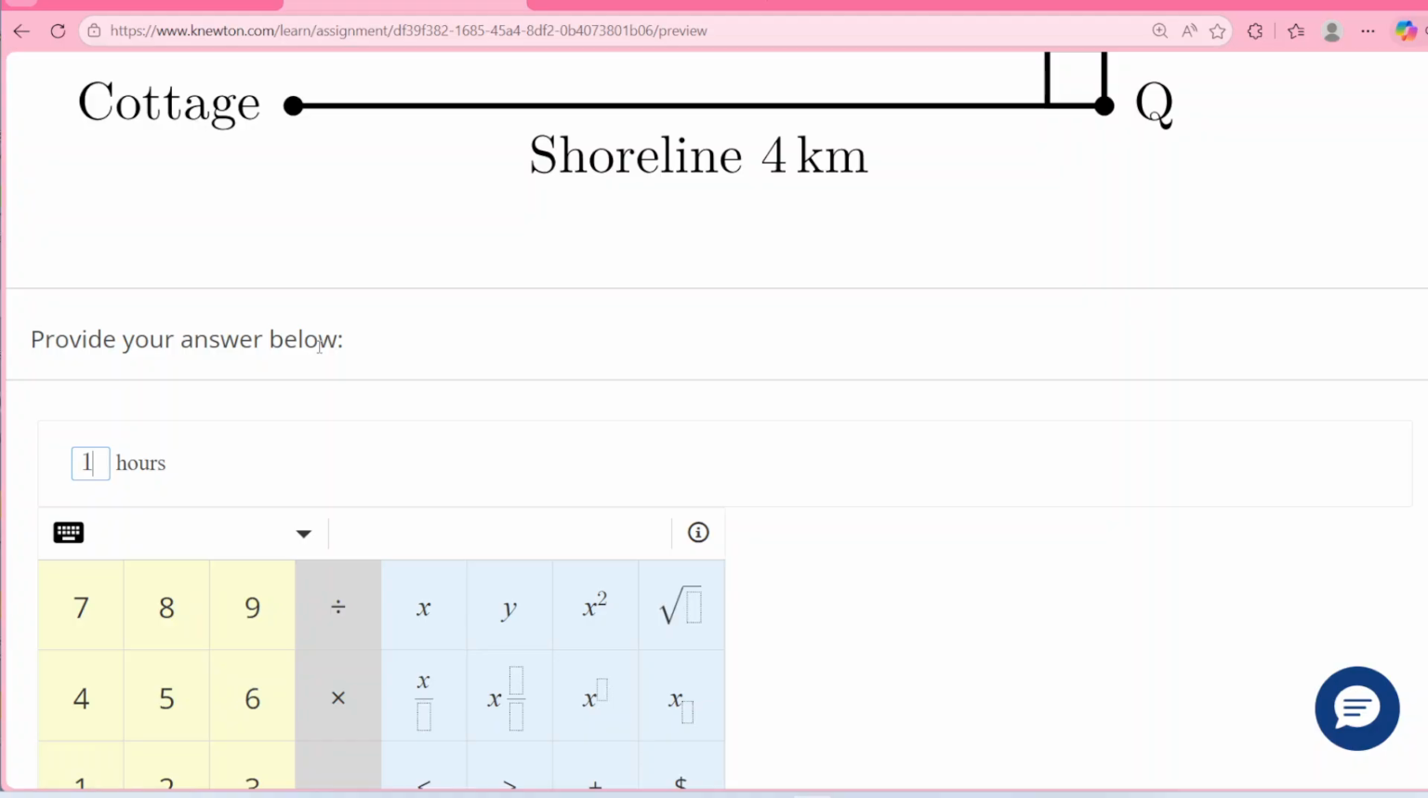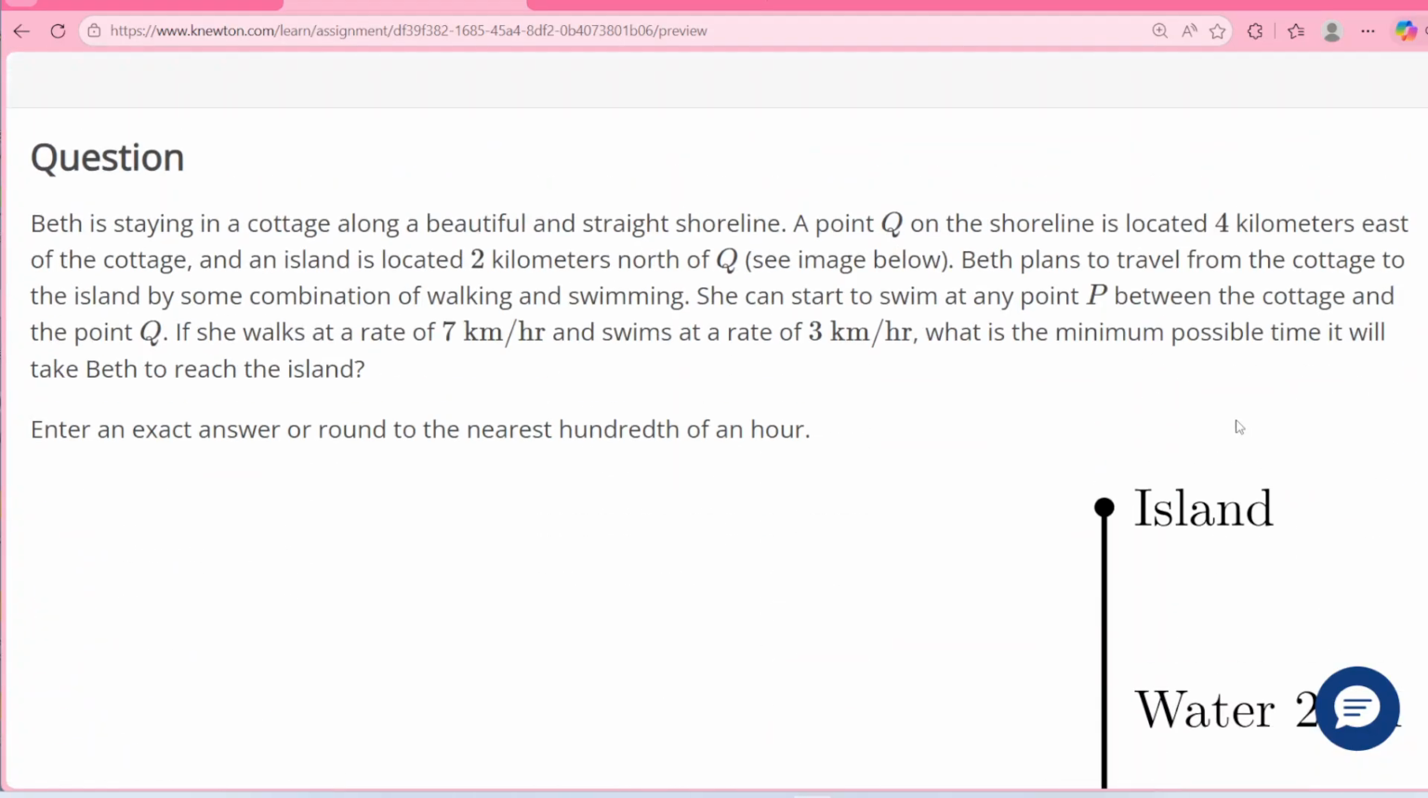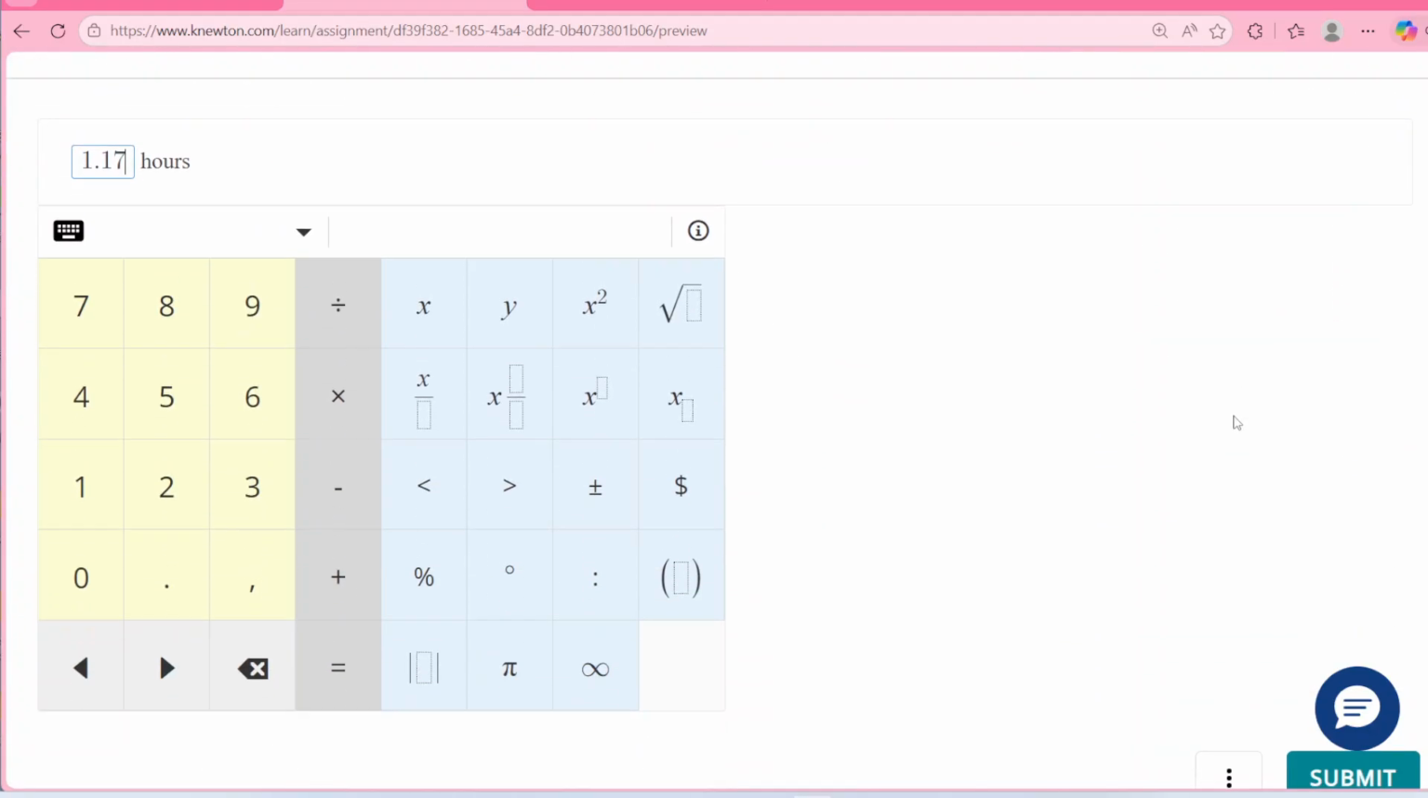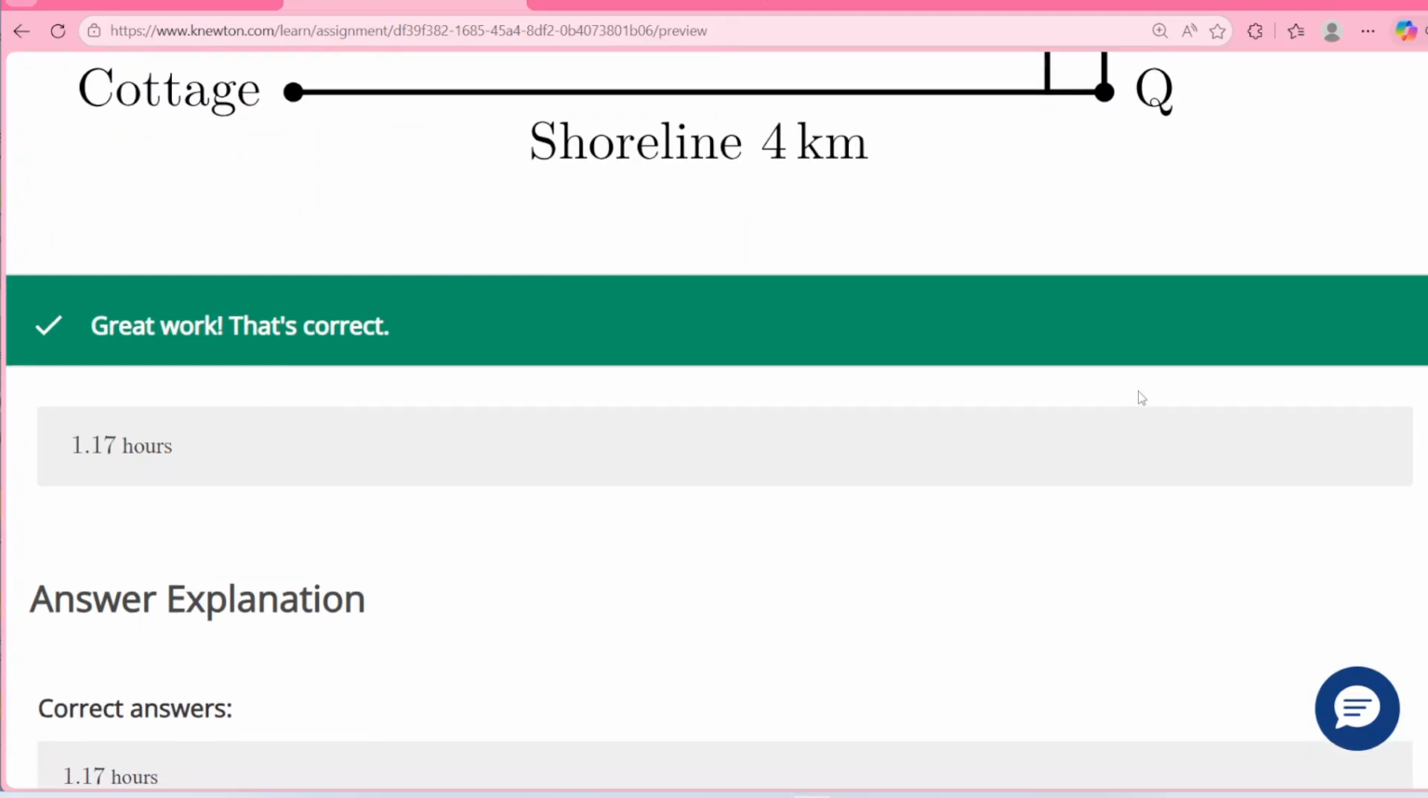So the number of hours, 1.17, rounded to 2 decimal places. They said 2 decimal places. Yeah, nearest hundredth of an hour. Cool.